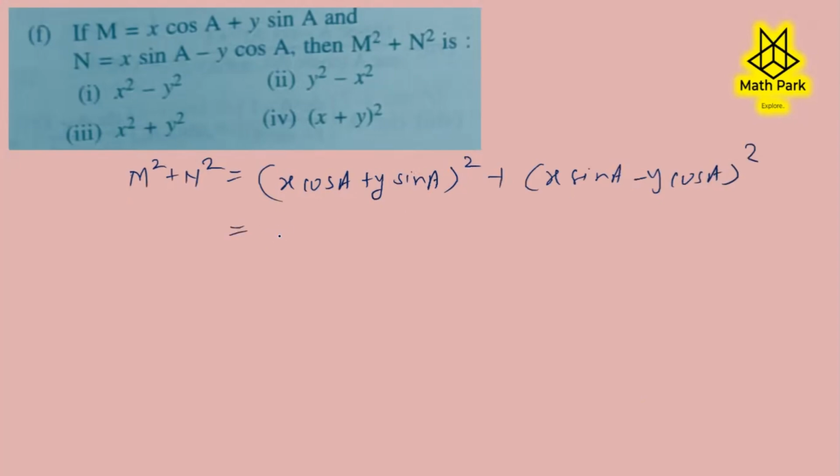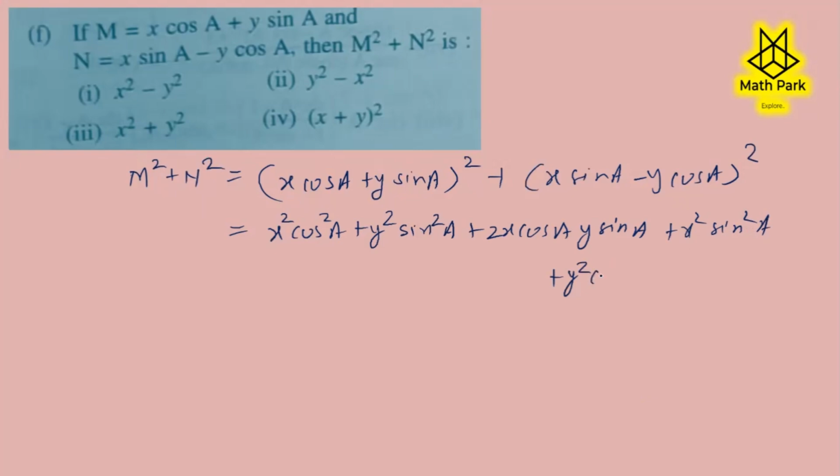So a plus b the whole square, I do x square cos square a plus y square sin square a plus 2x cos a y sin a. Now this is minus, a minus b the whole square. So plus x square sin square a plus y square cos square a minus 2x sin a cos a. This got cancelled.